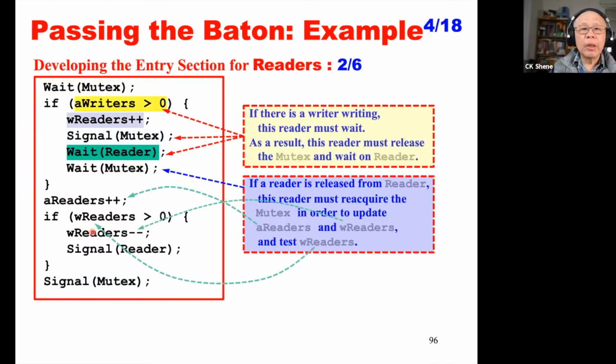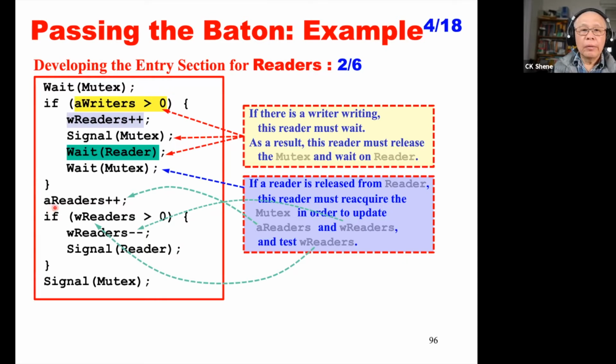Then we dig into the if statement. Now we assume that this reader successfully locks the mutex. So what this reader must do is check to see if a writer is writing. That is, if the active writer count is greater than zero, in that case, a writer is writing. If there's no writer writing, it means this reader can read. Therefore, it will skip the then part and go to here.